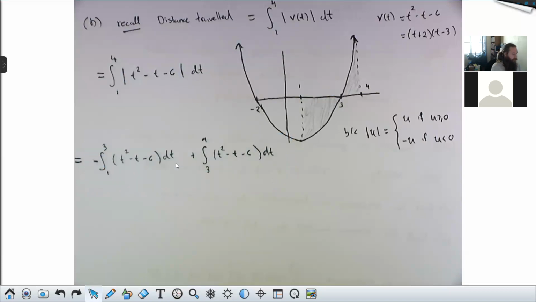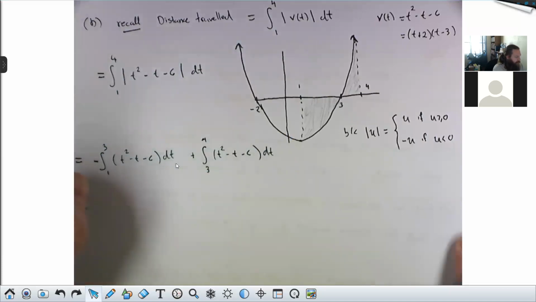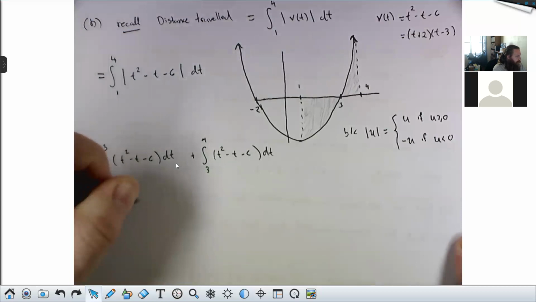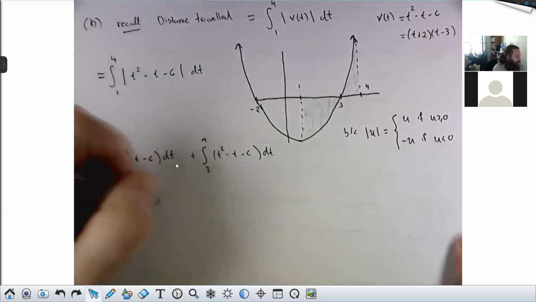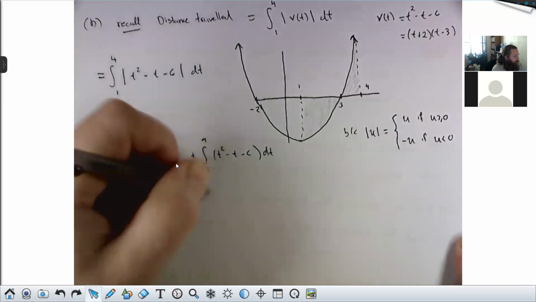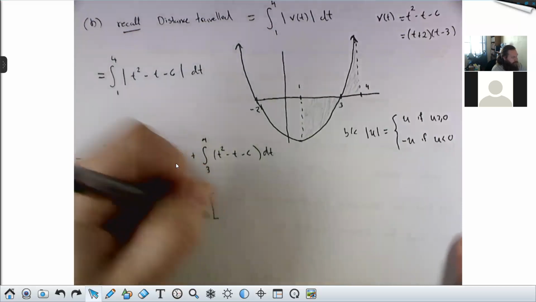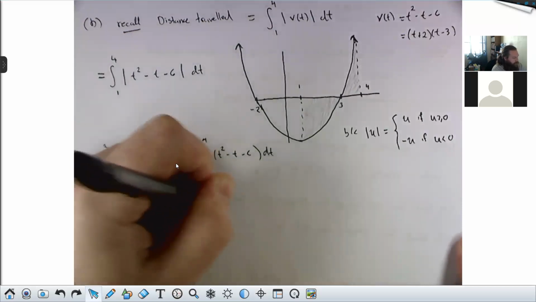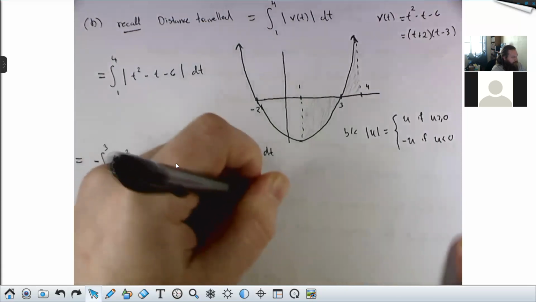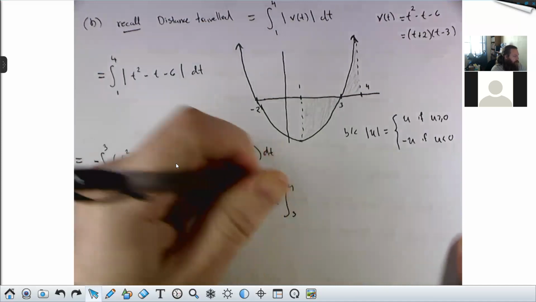And the antiderivative is the same. This is not a terribly difficult thing. This is going to be negative bracket t cubed over 3 minus t squared over 2 minus 6t evaluated from 1 to 3, plus bracket t cubed over 3 minus t squared over 2 minus 6t from 3 to 4.